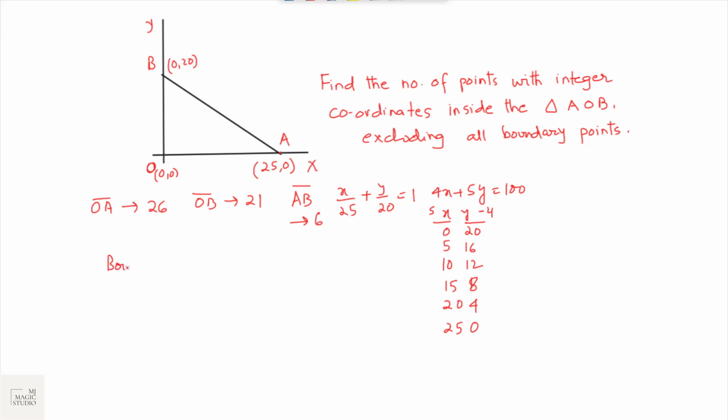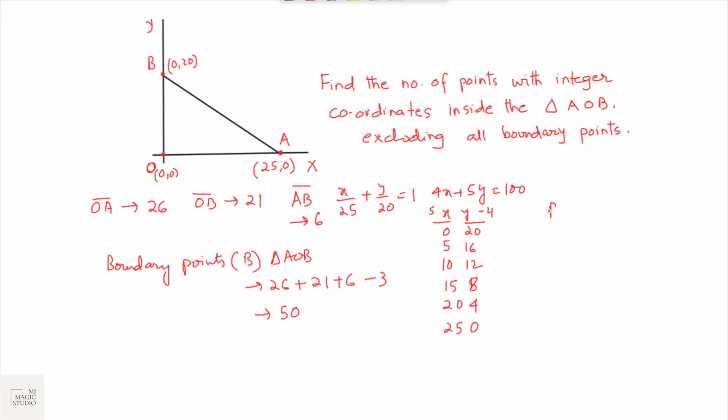Now, the number of boundary points, that is B, on this bounded figure AOB would be 26 plus 21 plus 6 minus 3. Why am I subtracting 3? Because this 0, 0 is taken twice, one for OB and one for OA. 25, 0 is taken twice, and similarly 0, 20 is also taken twice, one on OB and one on AB. So number of boundary points on this triangle are 50.